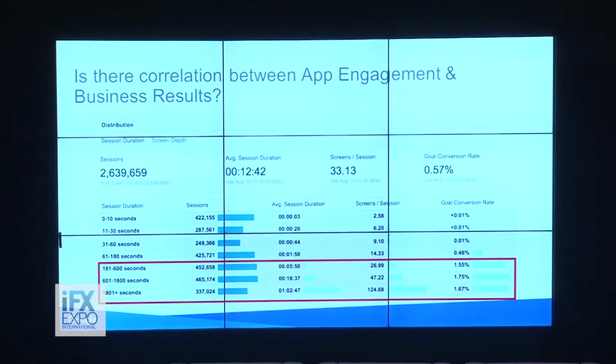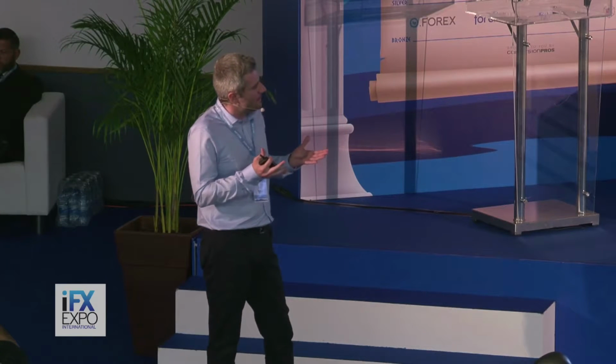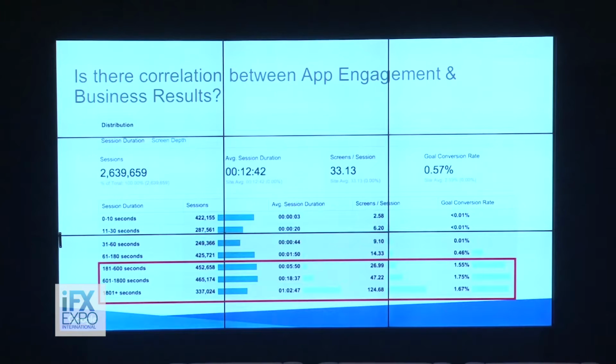Okay, I think we're speaking a lot about engagement, and I'm sure that you're already starting to think, okay, I don't really care about engagement, I want to see revenue. Look, there is definitely a correlation between the two, and let's see this example again, de-branded, from the analytics account of a financial company.